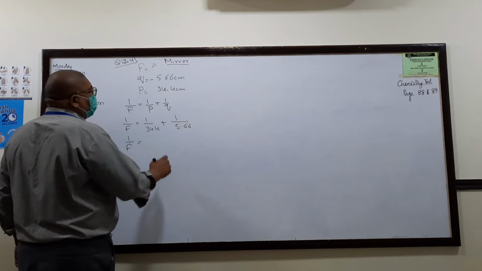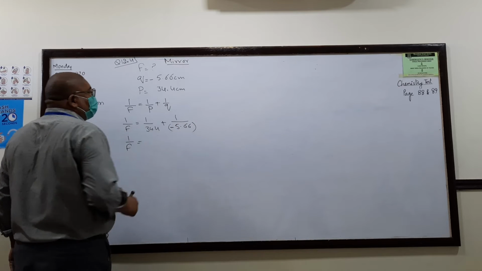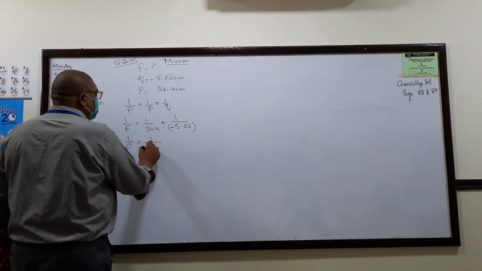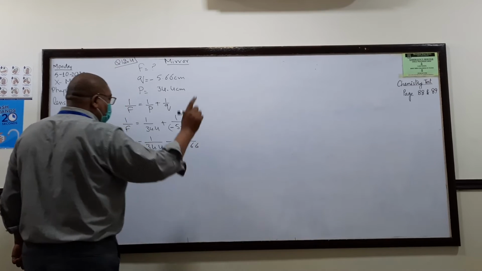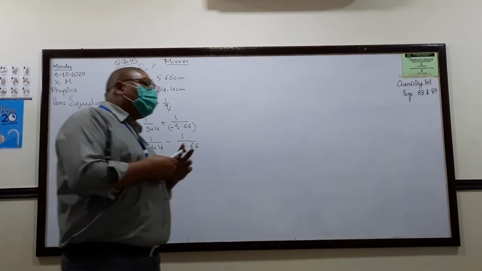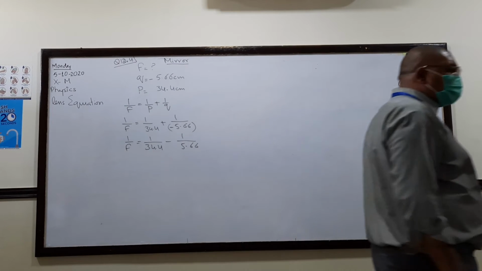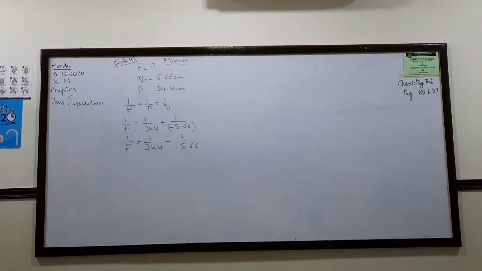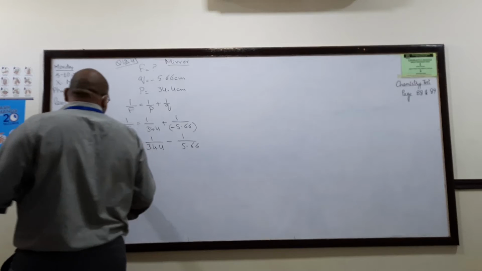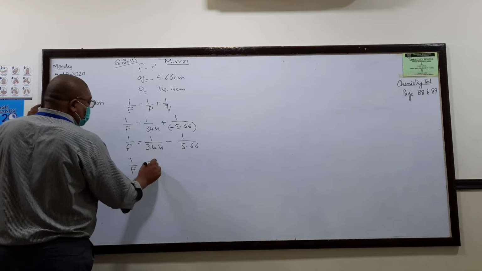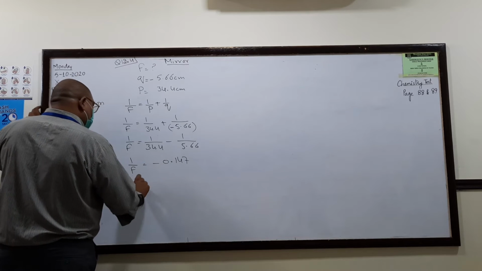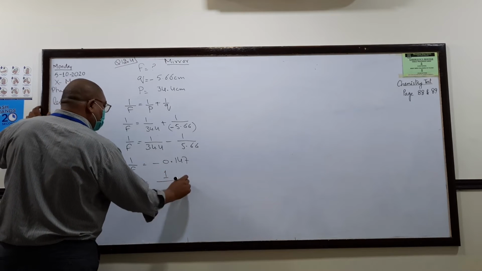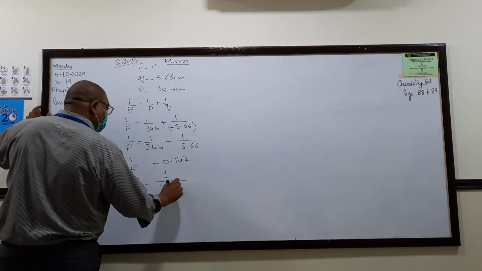Okay, we forgot one thing. The value of the Q was negative, so it will be 1 divided by 34.4 minus. Do it again. 1 divided by 34.4 minus 1 divided by 5.66. What is the answer? Minus 0.147. So cross multiply, so F will be equal to 1 divided by minus 0.147.